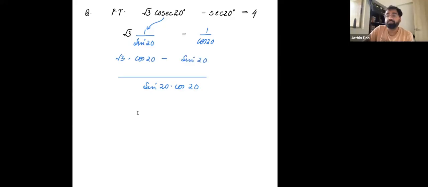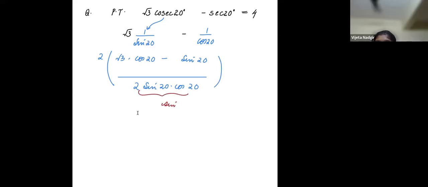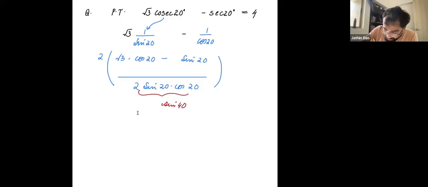And nothing else, just multiply and divide by 2. What will you do? Multiply and divide by 2. Then what will happen? This will become sine 40. What will you do in the upper part then? Square. No, see the magic. So again I'll multiply by 2 and divide by 2.